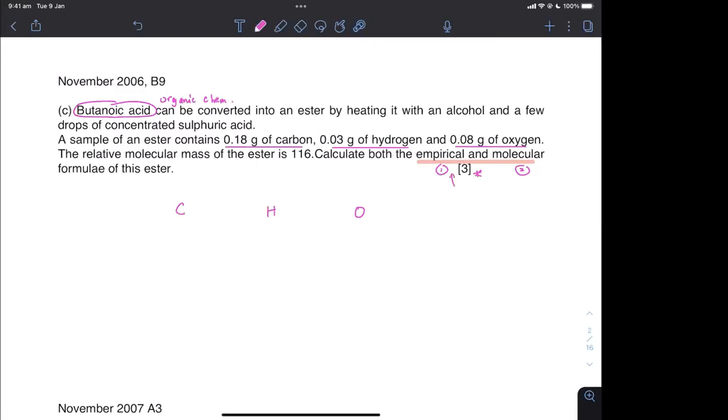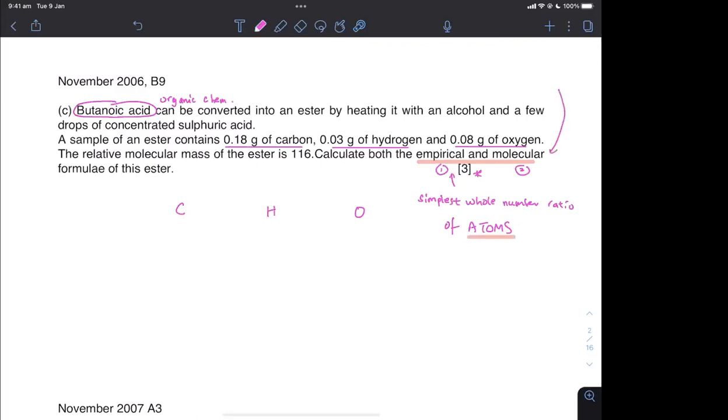What is meant by empirical formula? Empirical formula is defined as the simplest whole number ratio. They can ask you for 1 mark: what is meant by empirical formula? Simplest whole number ratio of atoms. Now, this is the key concept of atoms, because when I do empirical formula, this is atom, and this is atom, because of the definition, simplest whole number ratio of atoms.